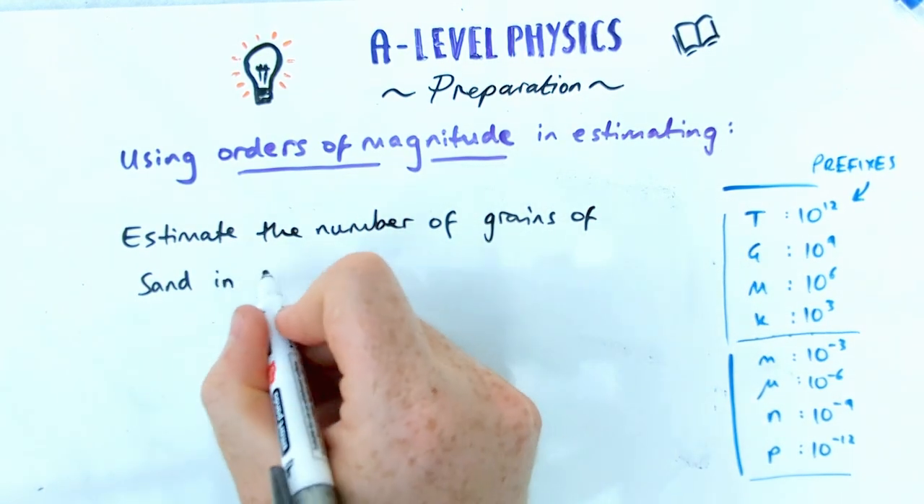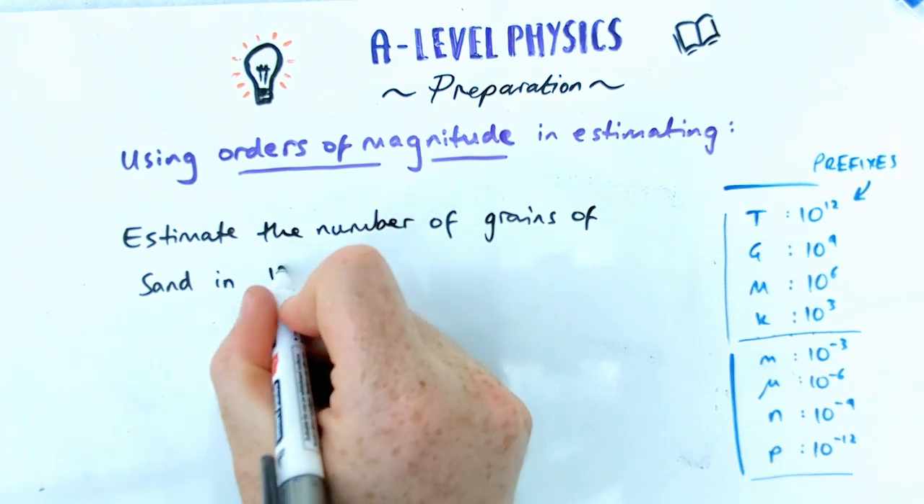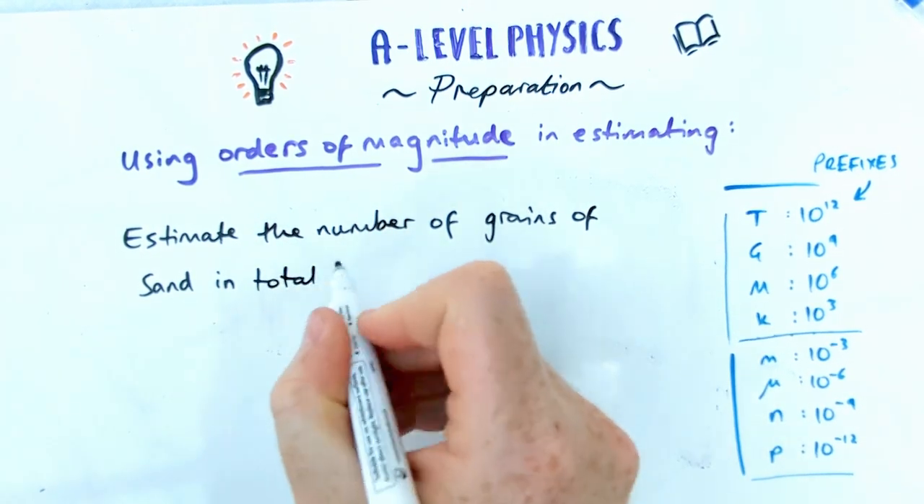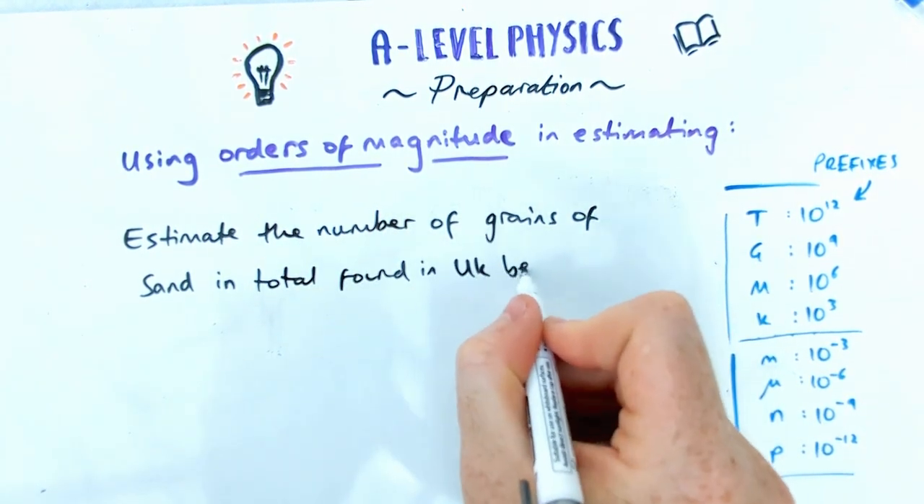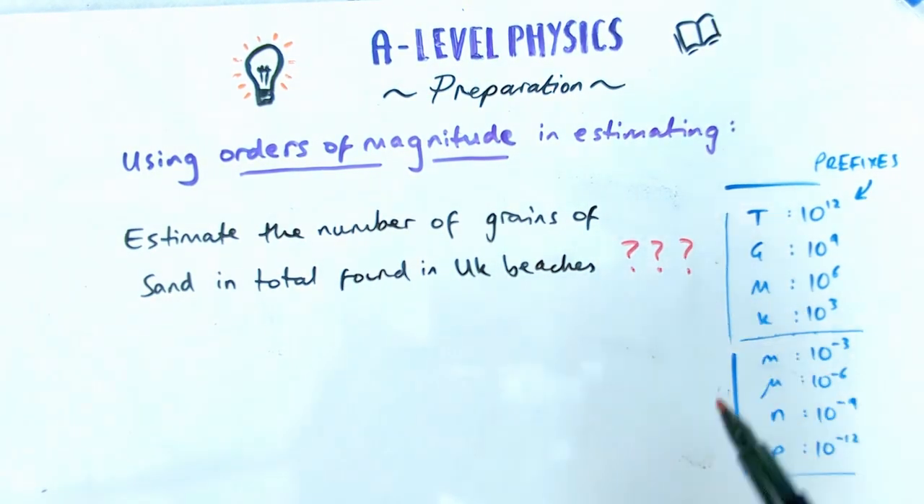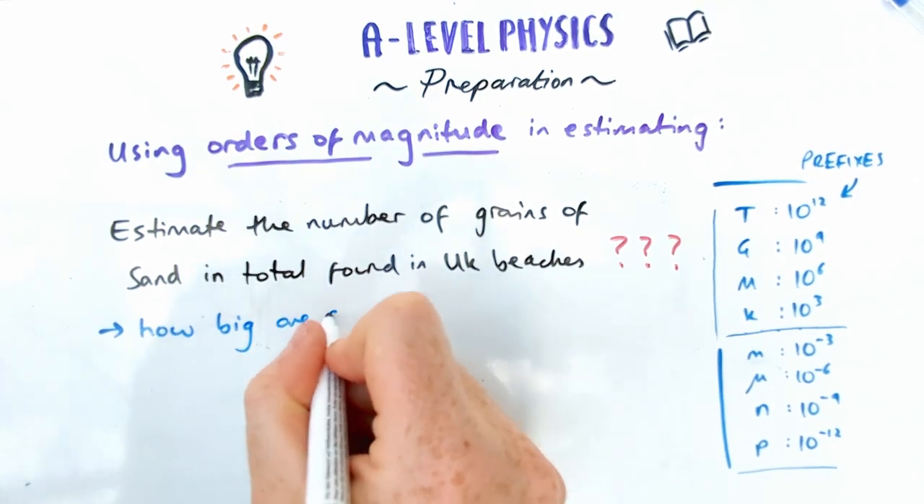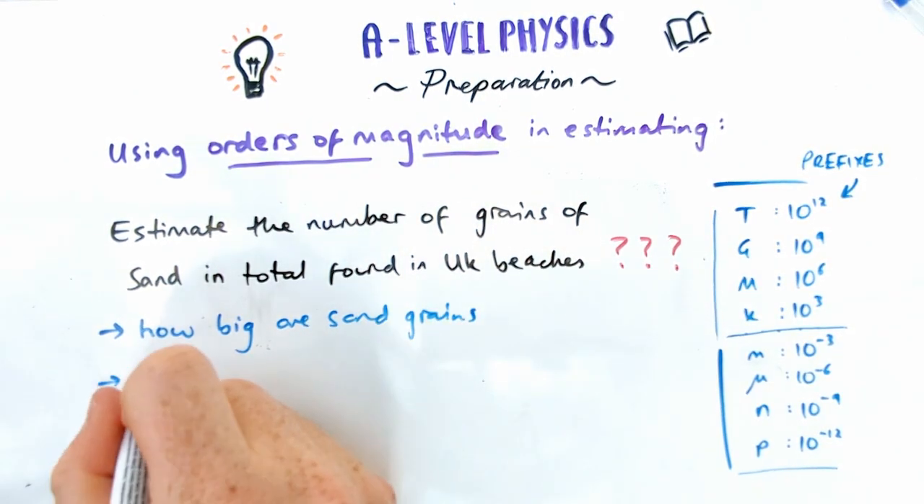Now, this is going to sound a little bit insane, but if you follow the working through, you can work out, by estimating a rough value, almost anything, really, like stars in the universe, trees on Earth, number of words in a dictionary, etc. So this one's going to work out the number of grains of sand in total found on UK beaches. So again, there's going to be a few assumptions here. You might disagree with some of them, but hopefully you can follow the working.